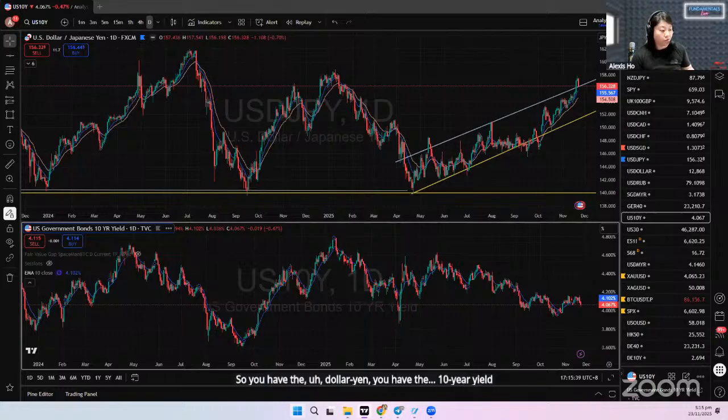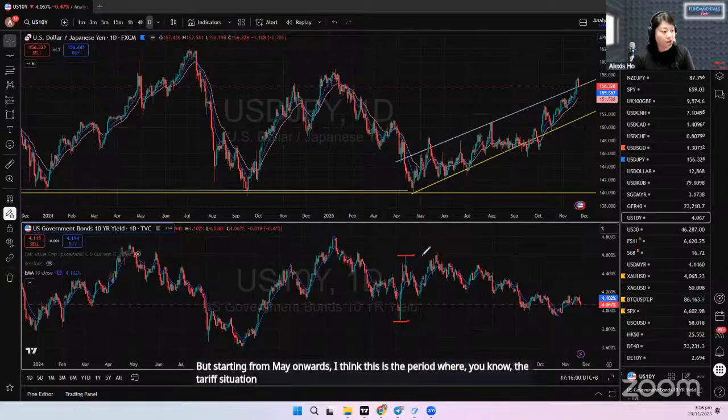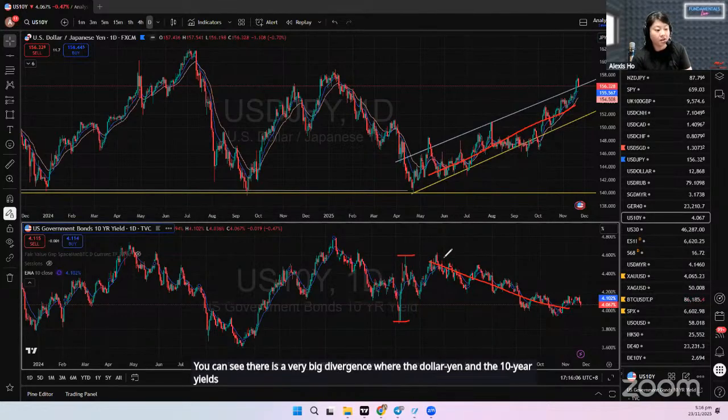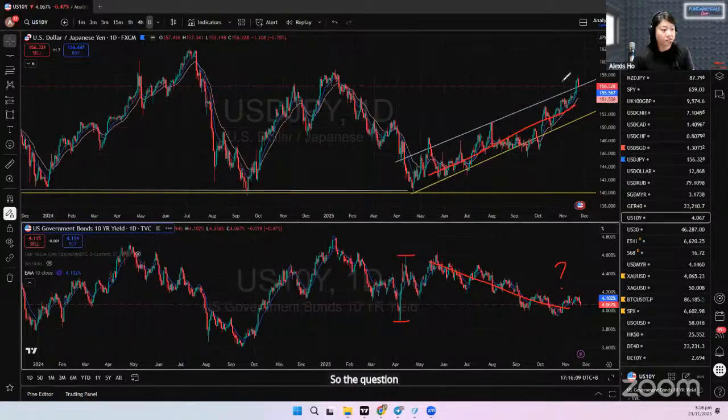Now, historically, we do have a decent correlation when it comes to the dollar yen and the US dollar 10-year government bond yields. And normally, the 10-year yields kind of front run the dollar yen. But starting from May onwards, I think this is the period where the tariff situation kind of kicked off, you can see there's a very big divergence where the dollar yen and the 10-year yields are no longer in sync. So the question I have is, will this indicate a change somewhere over here? This is the interesting part.